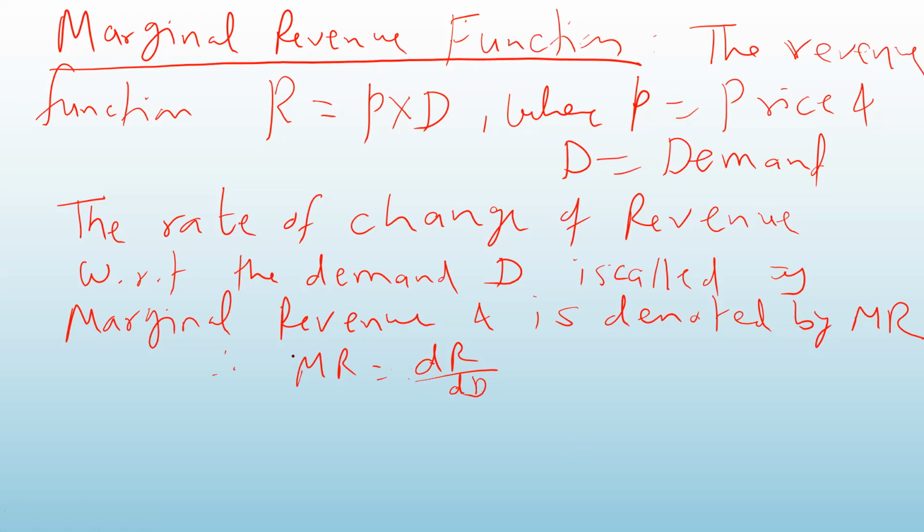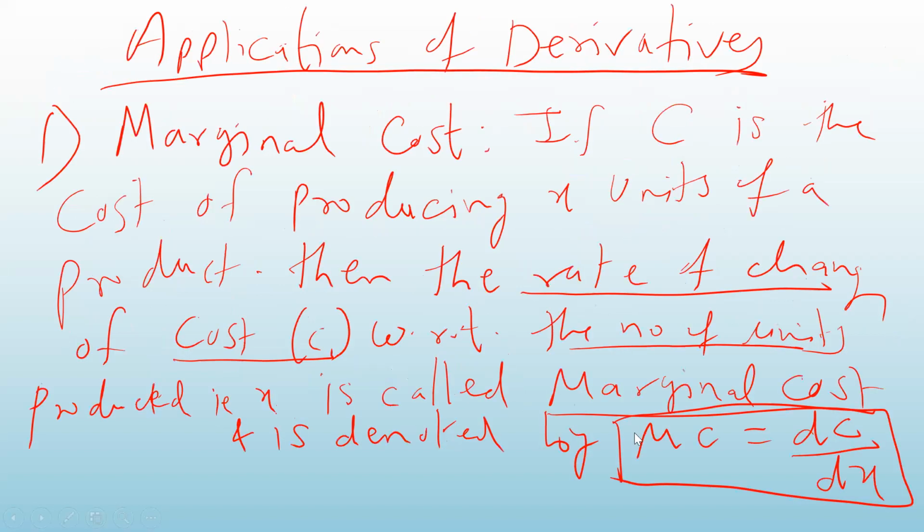So marginal revenue is given by derivative of R with respect to D. So today we are going to solve the problems where we will calculate the marginal cost as well as marginal revenue. Correct? So I hope you have understood. Marginal cost means it is the derivative of cost with respect to number of items produced, because cost depends upon number of items produced. So with what rate the cost is changing with respect to change in the number of items produced. So marginal cost is derivative of C with respect to X.